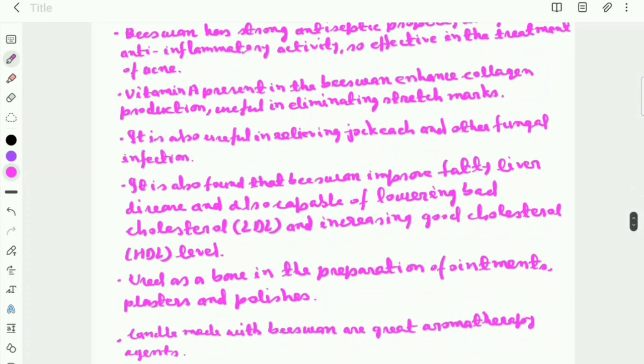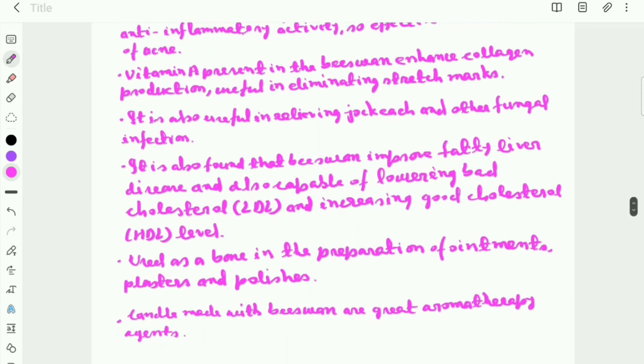It is also found that beeswax improves fatty liver disease, mainly the conditions of fatty liver disease, because it can normalize the liver function test, and is also capable of lowering bad cholesterol, that is LDL cholesterol, and increasing good cholesterol level, HDL cholesterol level. It is also used as a base in the preparation of ointments, plasters, and polishes, and in many other cosmetic products such as lip balms, creams. Candles made with beeswax are great aromatherapy agents.